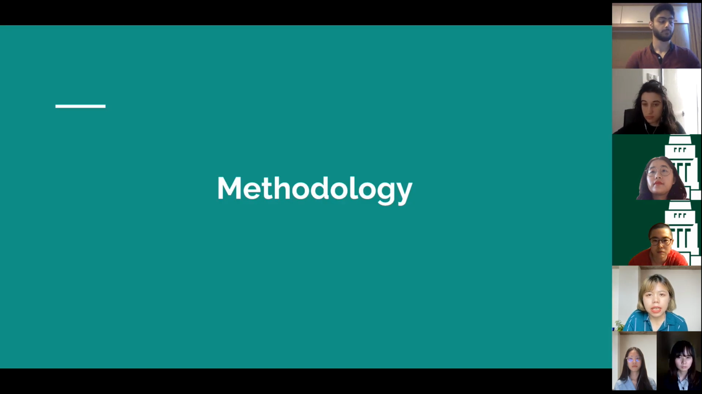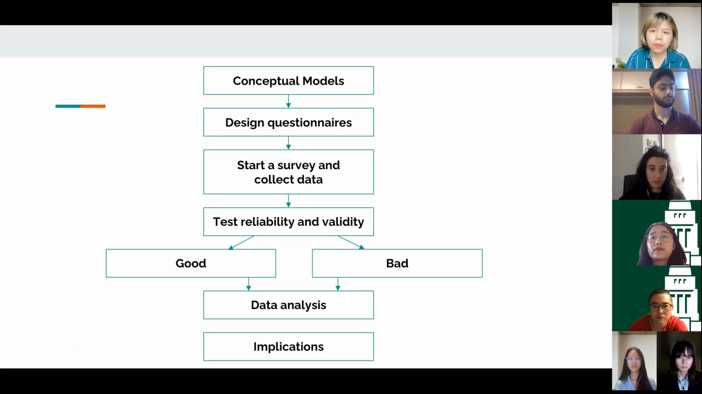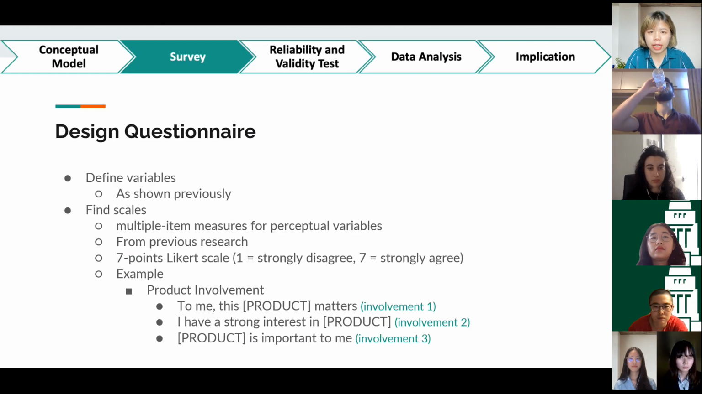Next slide, please. Yeah, I'm Ling Shen, and in this part, I'll be briefly talking about the methodology that will be used to validate the model we proposed. In the previous part, you've seen the proposed model, and these are the steps we'll follow to validate the model. Next, I'll go through each step briefly in the following slides.